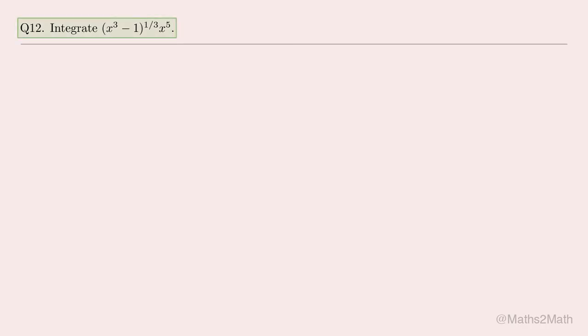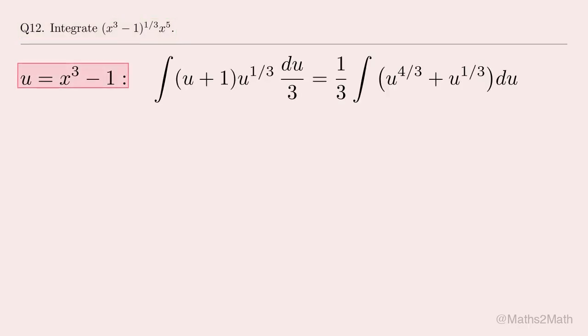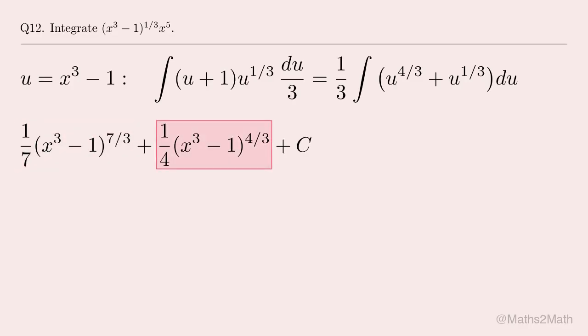Question 12. The x to the fifth splits as x cubed times x squared, feeding the substitution. u is x cubed minus 1. With u as x cubed minus 1, x cubed is u plus 1, and x squared dx is du over 3. Integrate both powers.